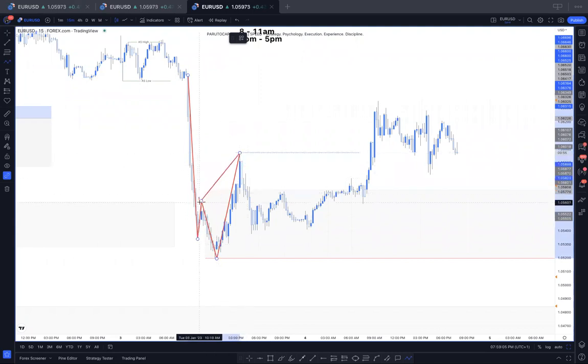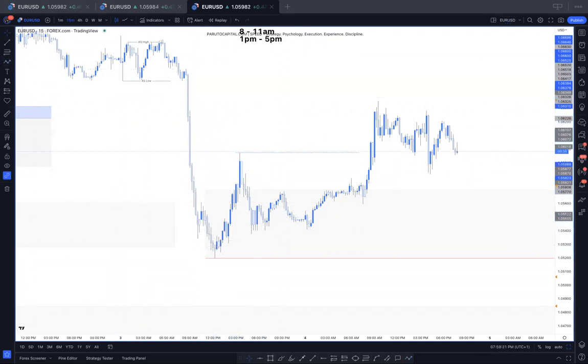You can see that was a break of structure, or a change of character rather, on the 15 minutes, right? And with this change of character, we now have a structure on the 15 minutes that can help us to inform how we draw out our structure here. So let's try to do that.